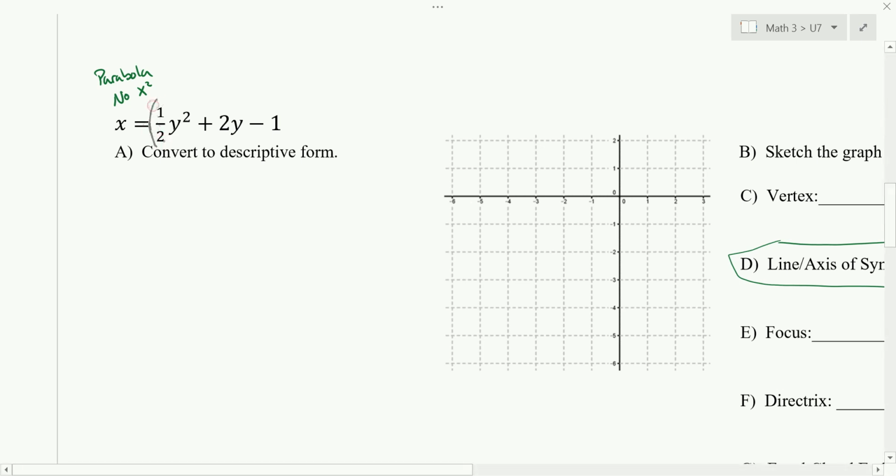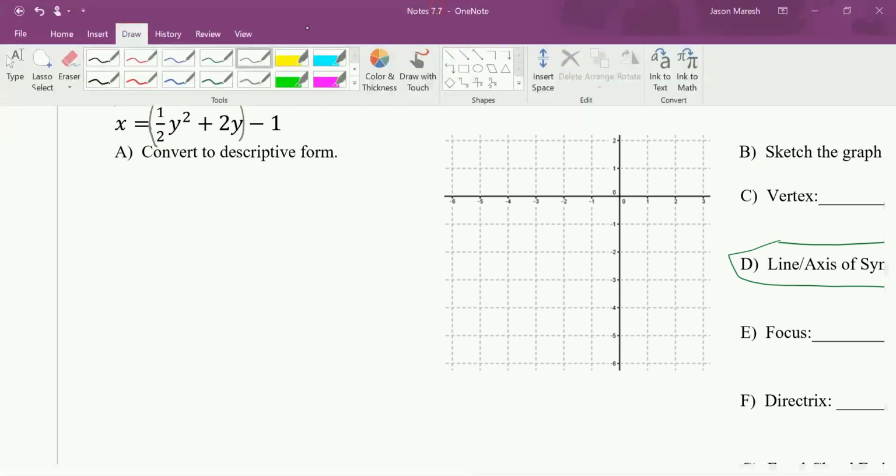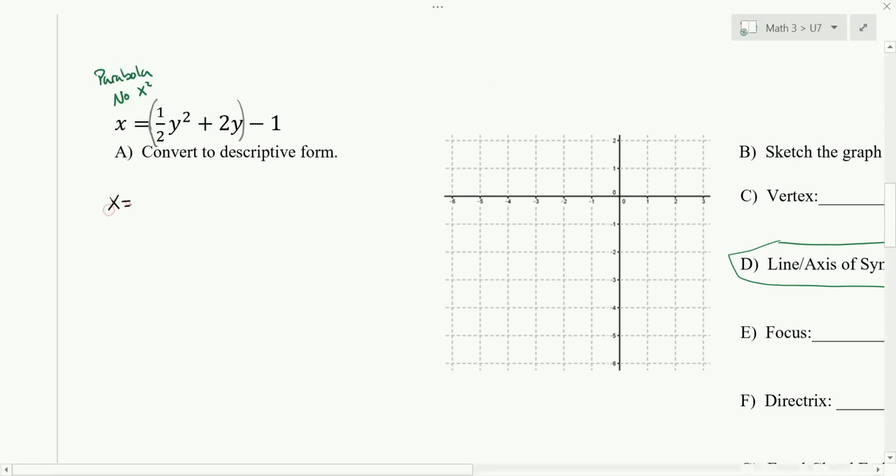It's already solved for x, so I need to factor out what? Factor out a half. Now, if I factor out a fraction, instead of thinking about dividing by the fraction, you can think about multiplying by the reciprocal. So what would I multiply by? 2. What's 1/2 times 2? Just 1. So I get 1y squared, which is what I wanted. And then multiply 2y by 2, and I get 4y. And I'm going to leave a little room to complete the square. And I still got the minus 1.